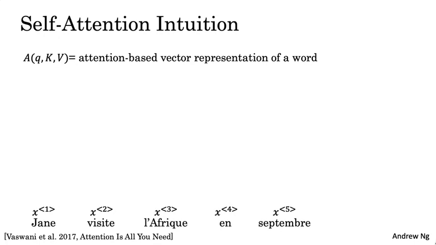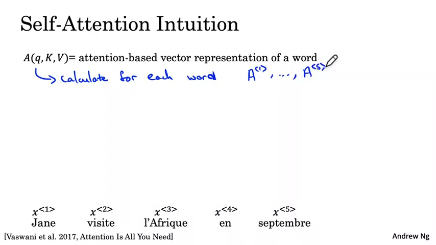Let's use our running example, Jane visite l'Afrique en septembre. Our goal will be for each word to compute an attention-based representation like this. So we'll end up with 5 of these since our sentence has 5 words. And when we've computed them, we'll call the 5 representations for these 5 words A1 through A5.